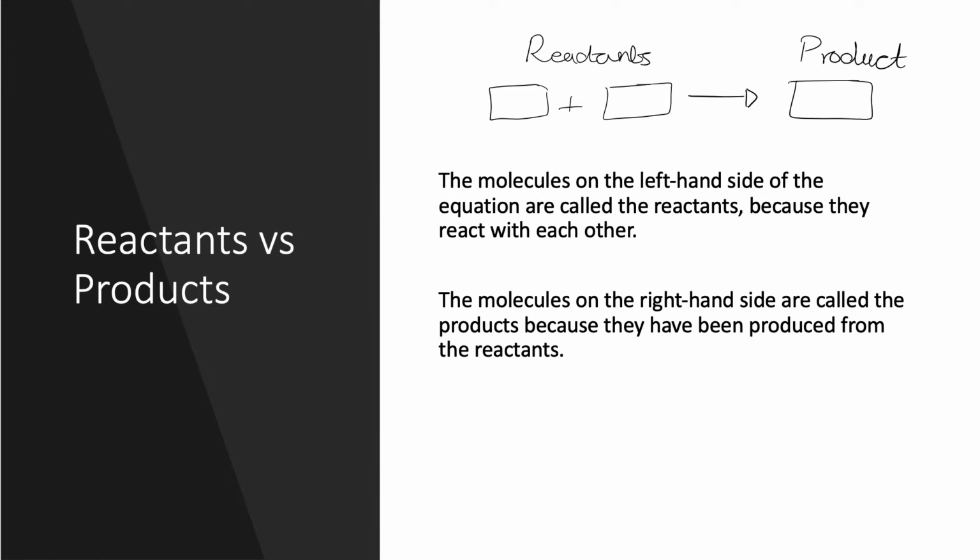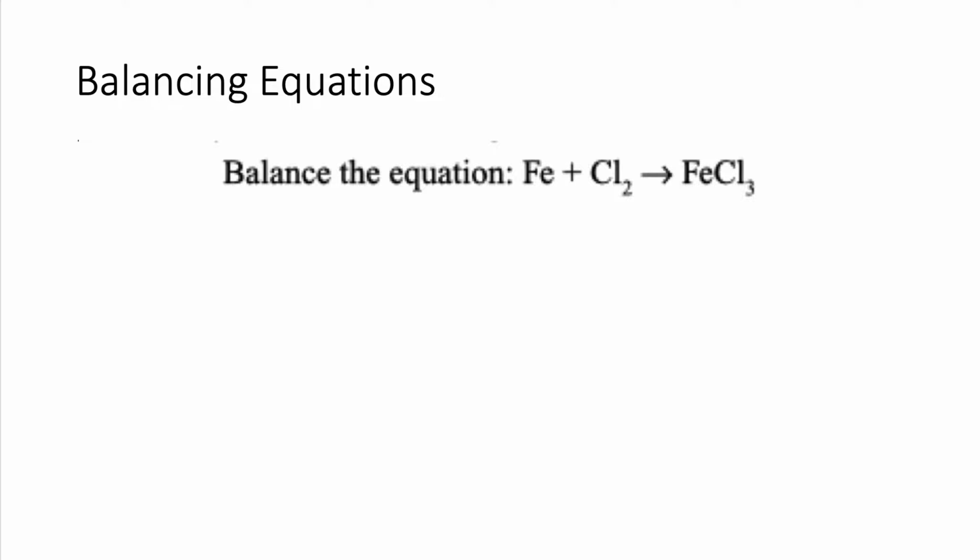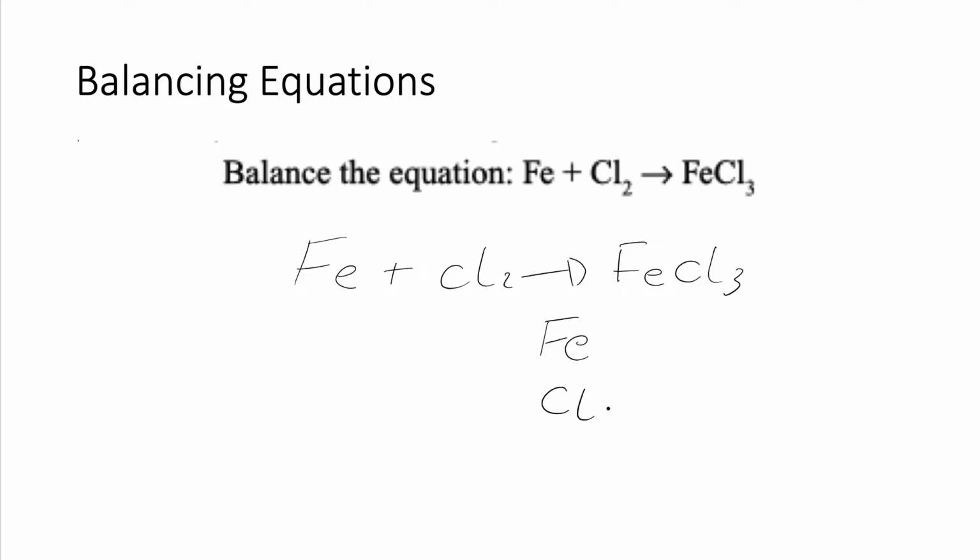So now we're gonna have a look at a real equation and we need to balance this equation. So we have Fe plus Cl2 makes FeCl3. So we have iron and chlorine makes iron chloride. So to balance any equation, you need to put the name of the elements down the middle. So over here we have iron and we have chlorine. How many irons do we have on this side? As you can see, there's only one iron on this side.